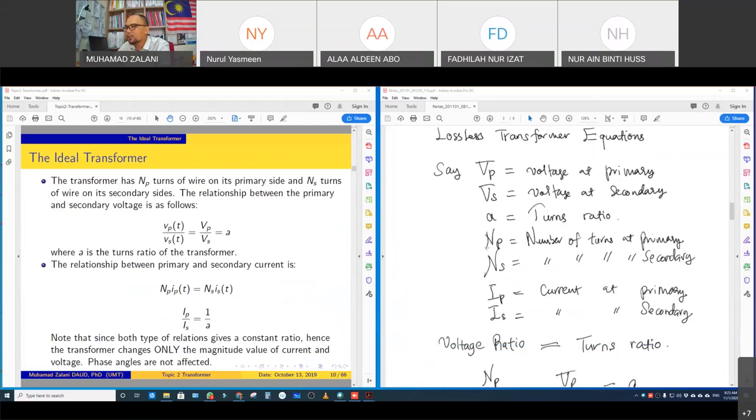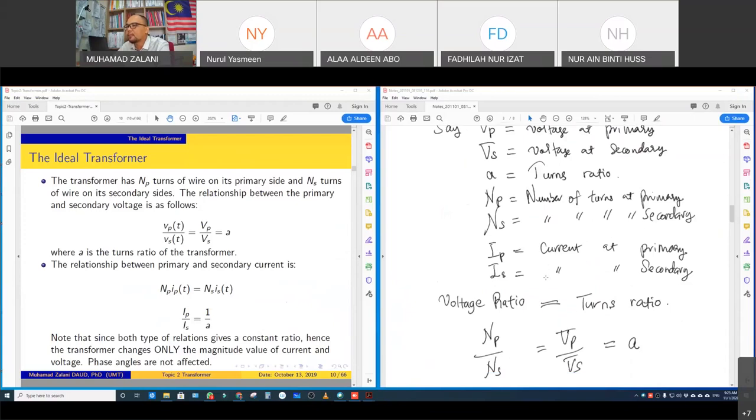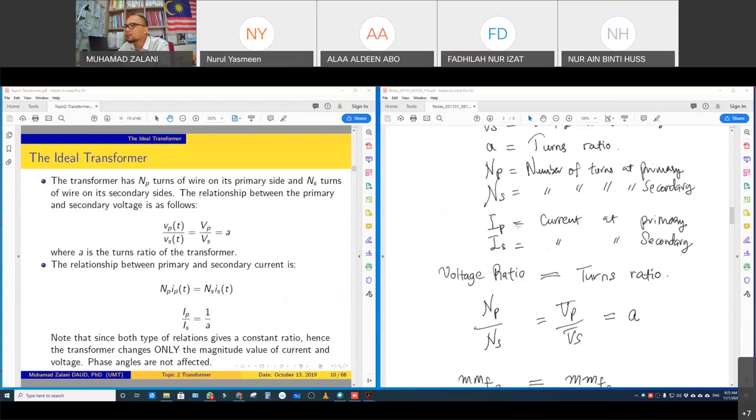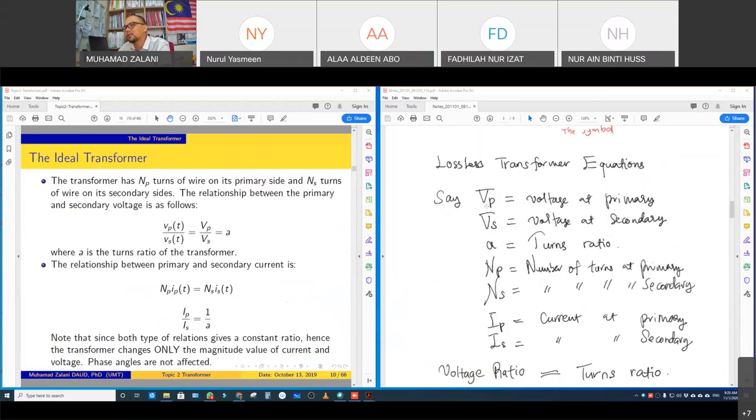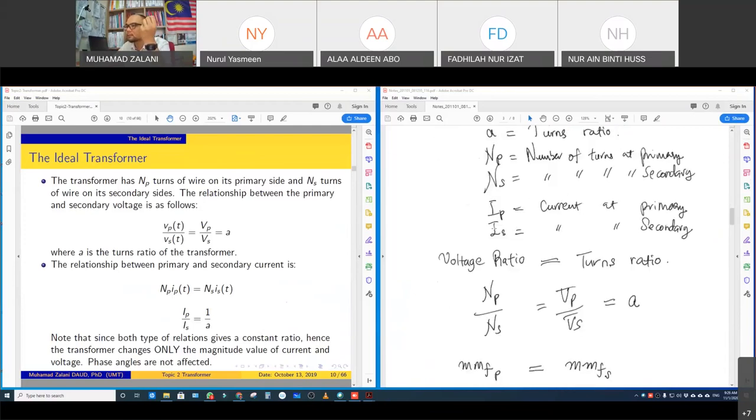And Np is the number of turns at the primary side. Ns represents the number of turns at the secondary side. And then Ip represents the current at the primary side, and also Is represents the current at the secondary side. So the notation here is simple. P represents the primary side. S represents the secondary side.